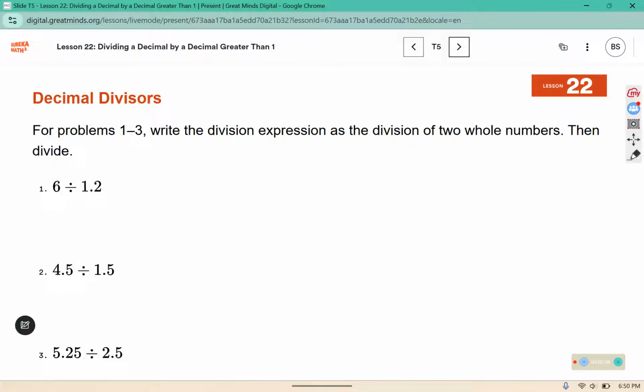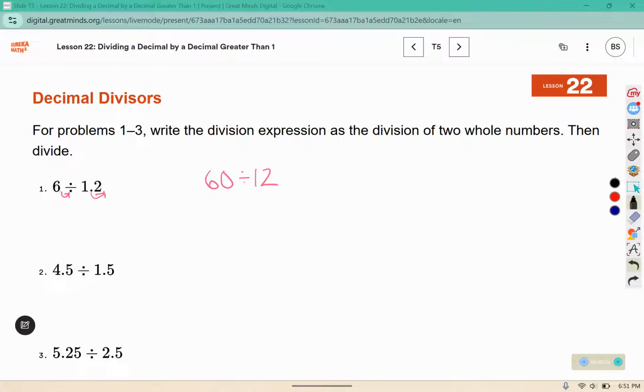For problems 1 through 3, write the division expression as the division of two whole numbers, then divide. So if we want to turn this into a whole number, we would need to move the decimal to the right 1 place value. But to keep it an equivalent expression, we need to move this invisible decimal to the right as well. So this would say 60 divided by 12.